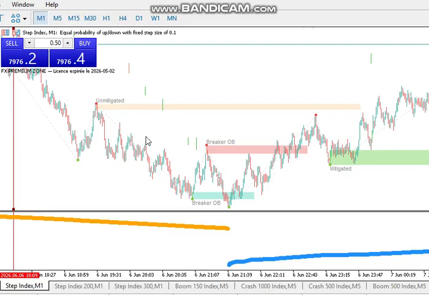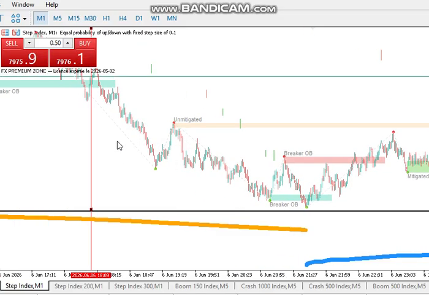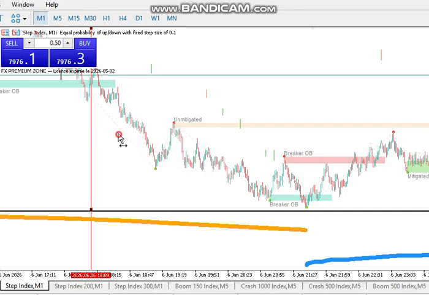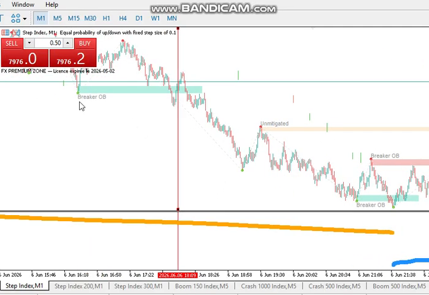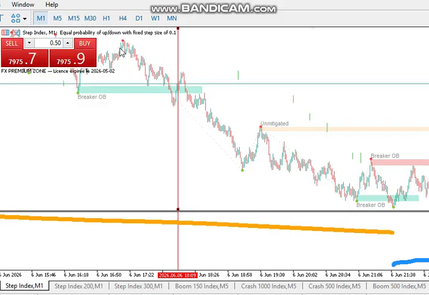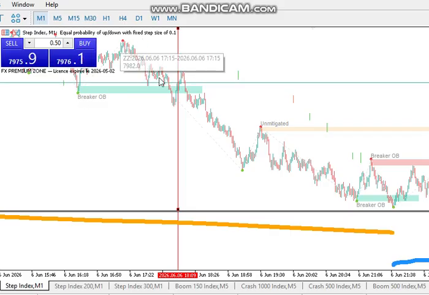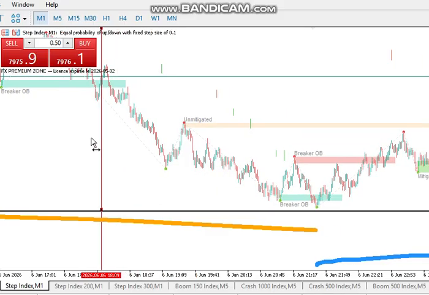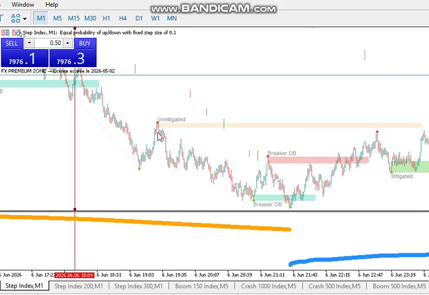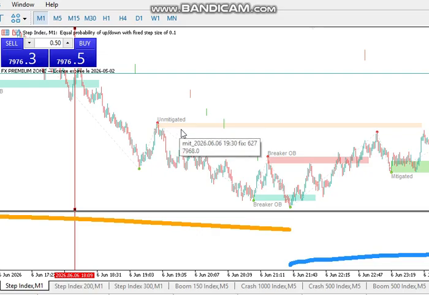So this indicator does not repaint. What you need to do is to look for your higher high and your lower low. Once you have your trend like what you are having here, a breaker OB at this particular area, you can see that we have another higher high here, and this one gives us another lower low. We have another higher high. You can see a mitigated area here, but that is not what we are looking for. We are only looking for our breaker OB.